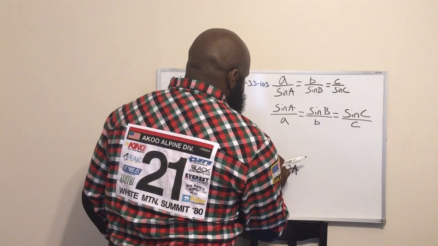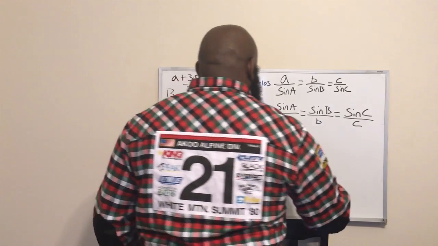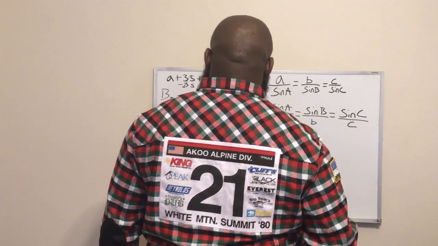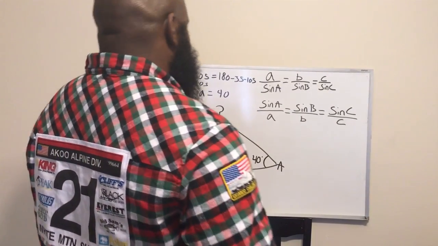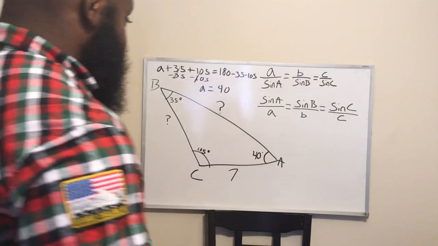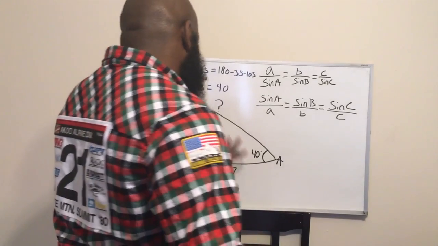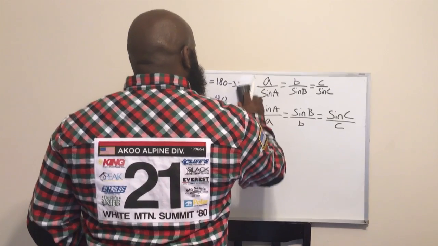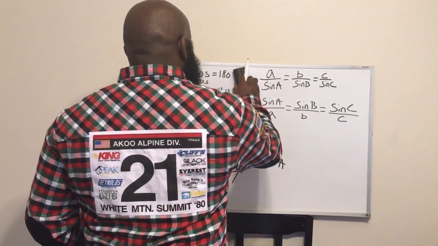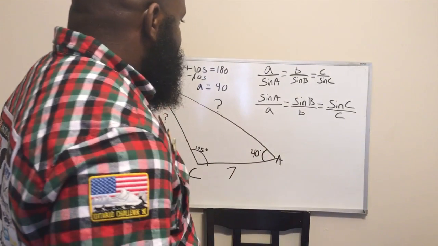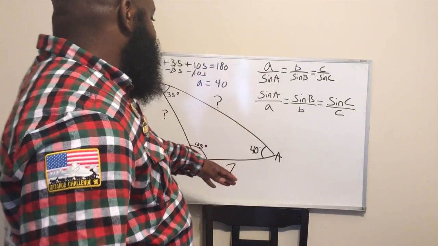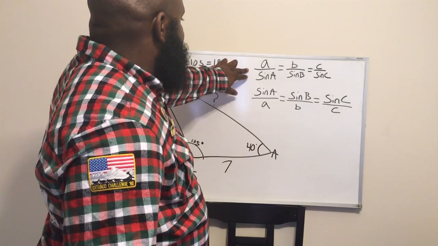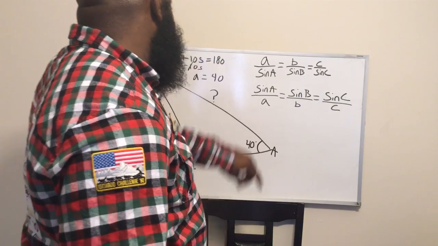So bam, we just solved how to get angle A. It was that simple. So now we have more information than what we started off with. We know all the angles, but we're missing sides. So let me get this out of the way. Which one do we use to find the side? We use this one. This is the preferred one we use when we're missing sides.